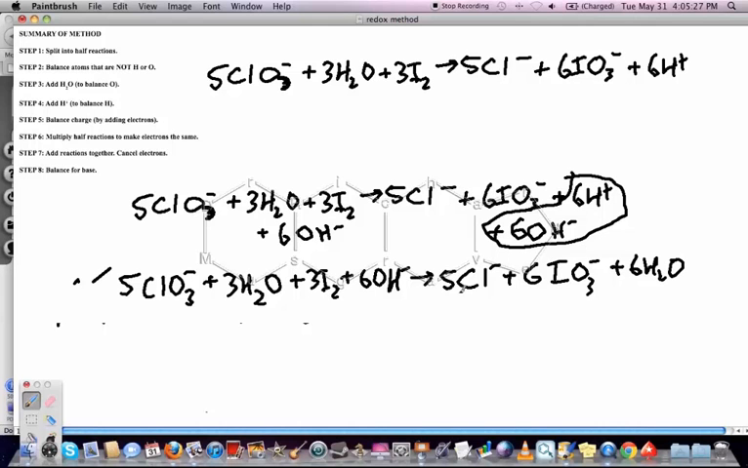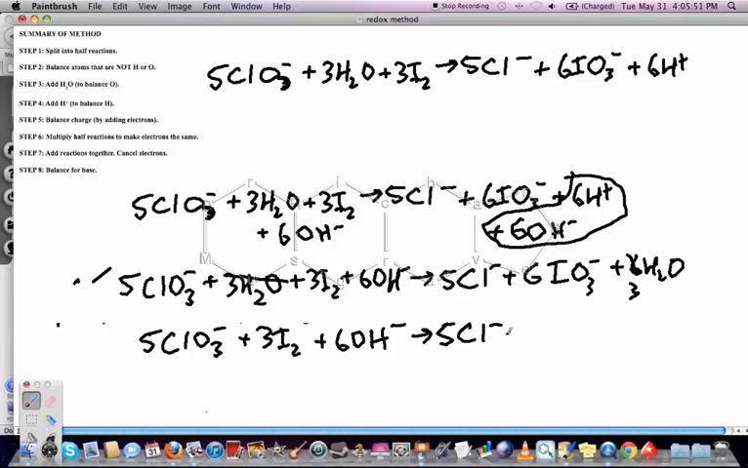Alright, so we've got that. Now I can fix up the water, and I'm going to take 3 off from each side. And there we go, there's our reaction. Now we'll make sure it's balanced.